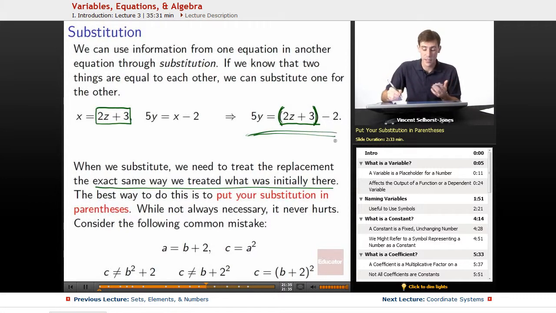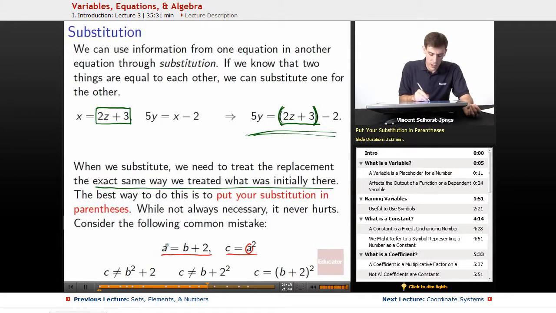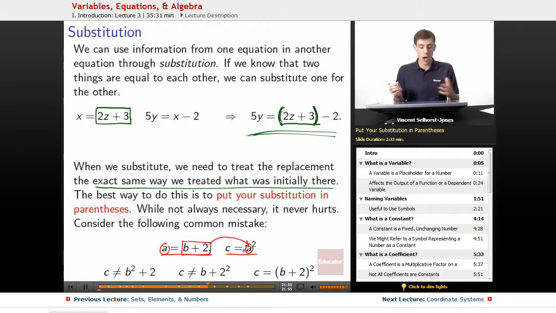And in other cases, like this one that we're about to talk about, it's absolutely necessary, otherwise we'll make bad mistakes, right? Consider this really common mistake. If we know that a is equal to b plus 2, and we know that c is equal to a squared, then we can go, oh, hey, a right here, I'll take b plus 2, and I'll substitute it in for a. Lots of students will go, oh, well, it's a squared, so it must be b squared plus 2.